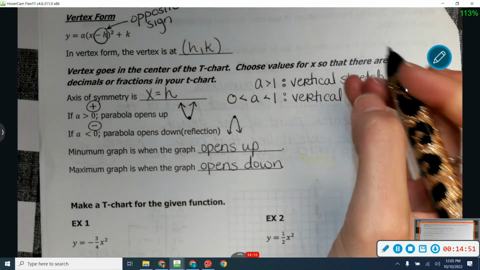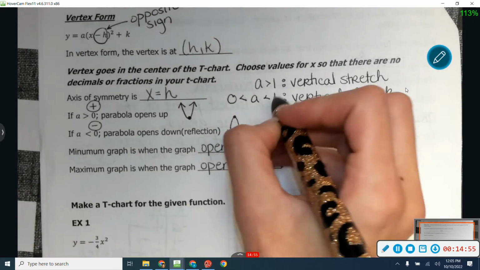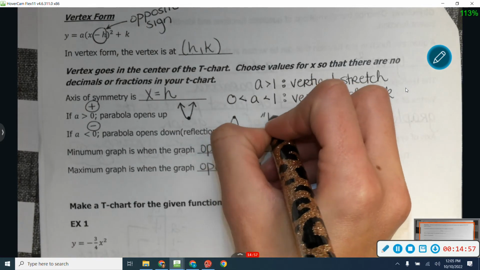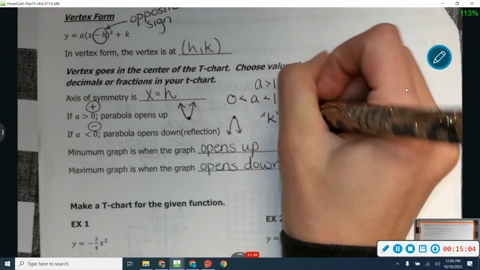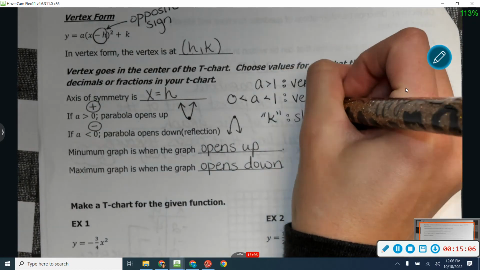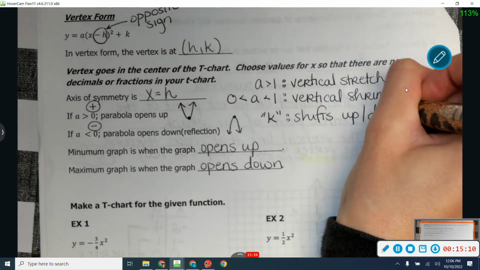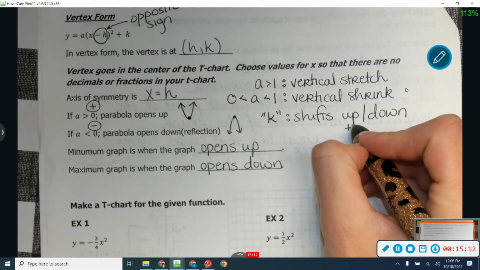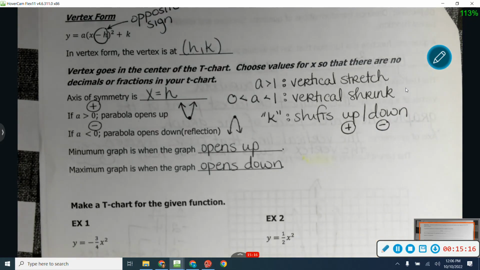Okay. What about, we talked about if it's negative, you have a reflection. What does that K value tacked on do? Do y'all remember? It shifts it up or down. If k is positive, it shifts it up. If it is a minus, it shifts it down.